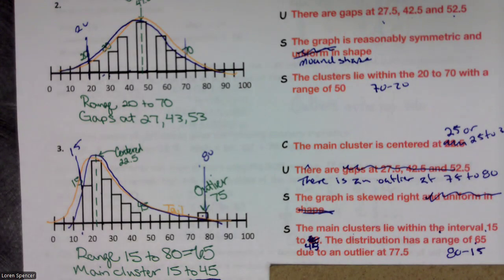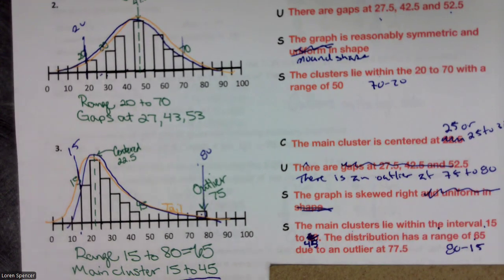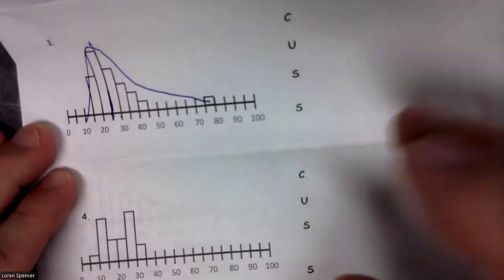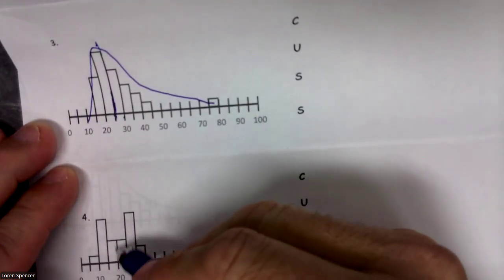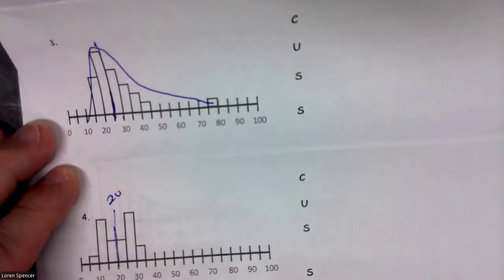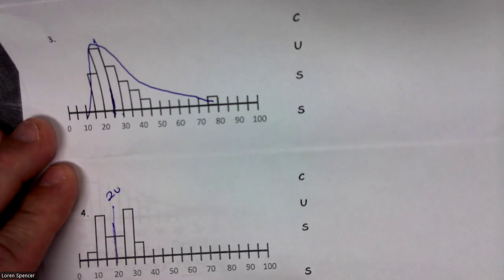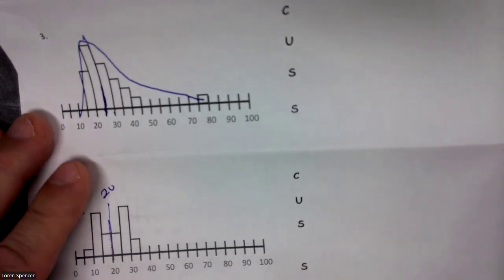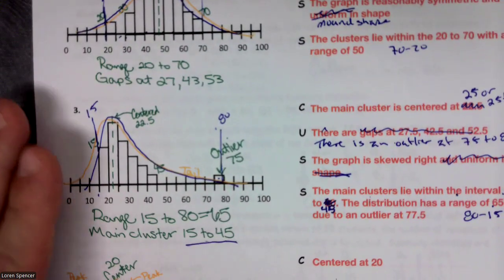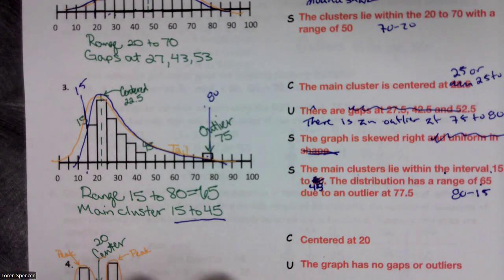The next thing, we look at this next graph, and it's kind of a weird looking graph. Where's the center? Well, first off, the center looks fairly easy to find. It looks like it's about at 20. Do I have any gaps? No. Do I have any outliers? No. So there doesn't appear to be any unusual features.